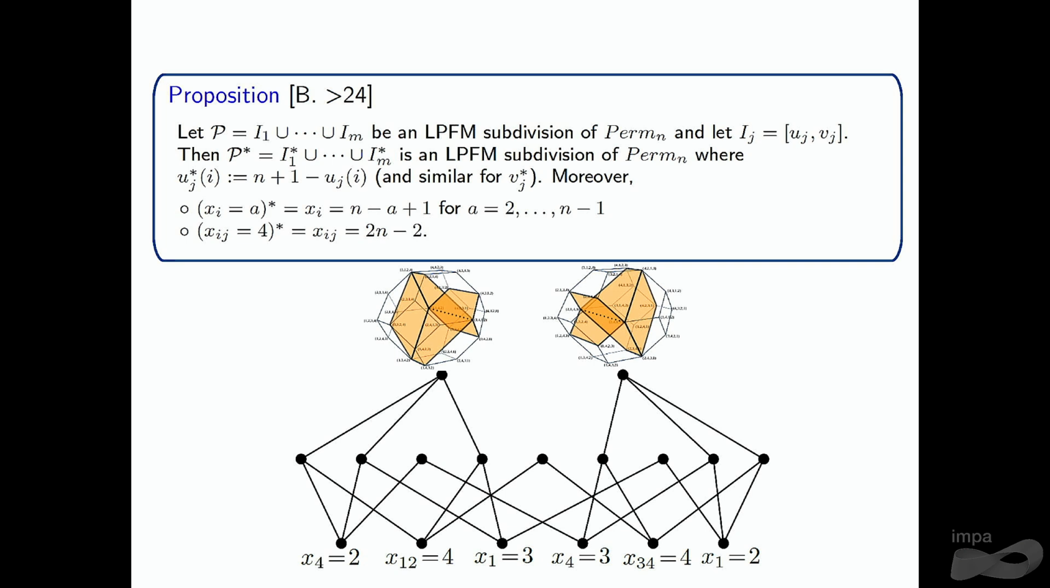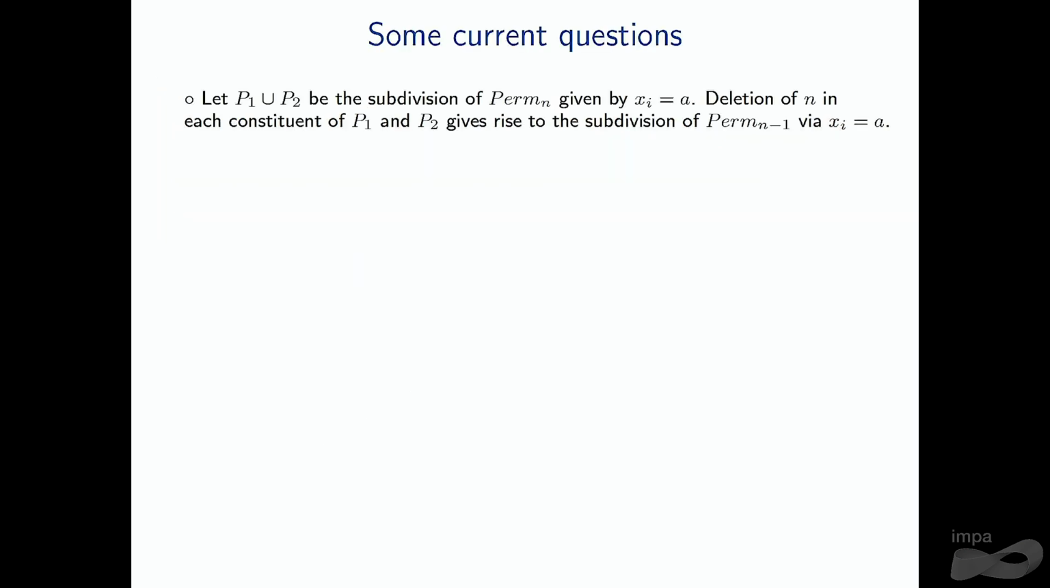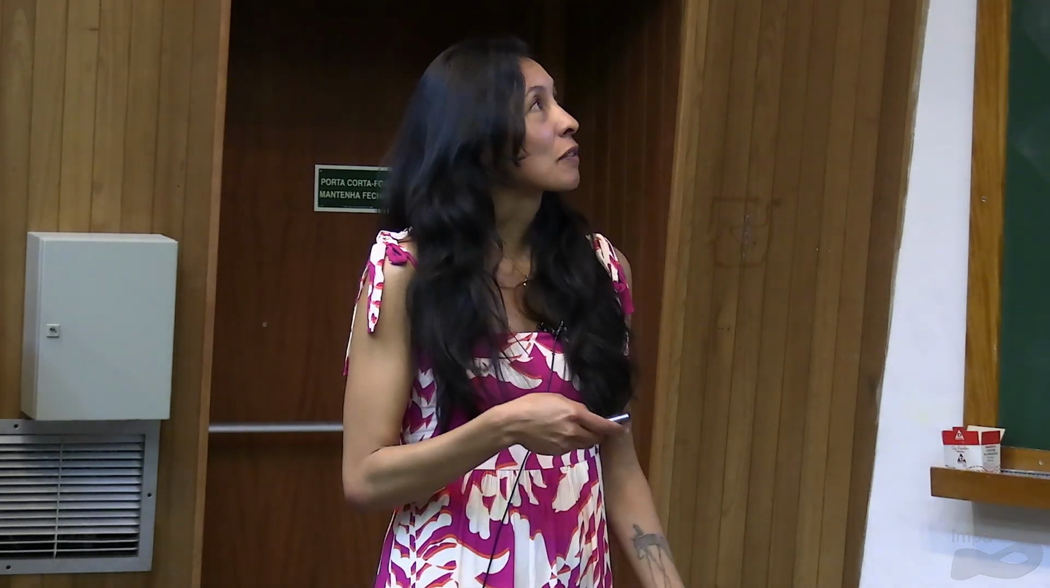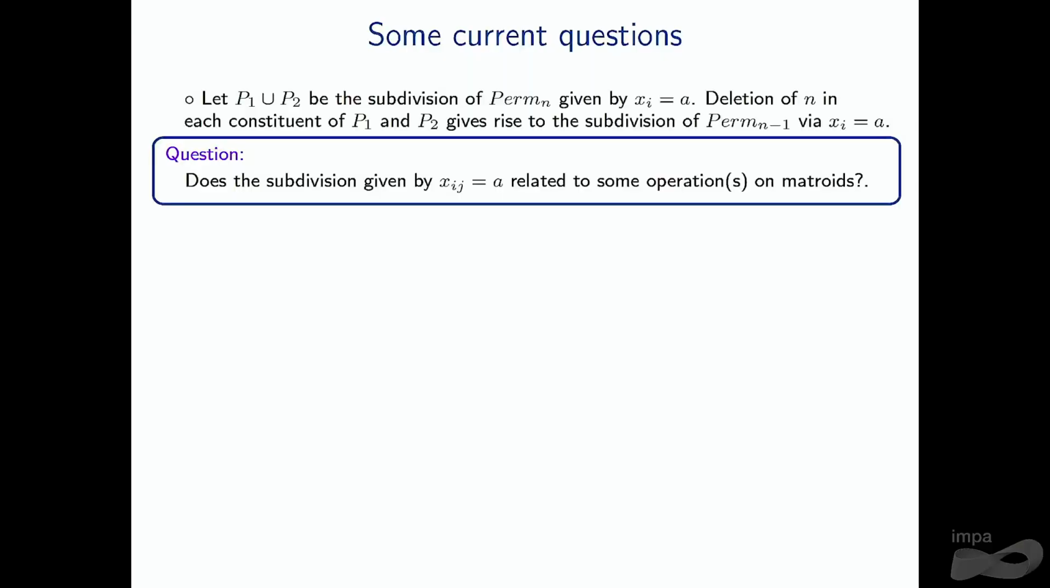But this is something very recent I'm doing, so I have more questions than answers. One thing that popped up was that some of the subdivisions that you can do in the n permutahedron can give rise to some subdivisions of the n-1 permutahedron by deletion of elements. And so I would like to understand if all the hyperplane splits of the permutahedron actually can be thought of in terms of operations of the matroids appearing in each component.